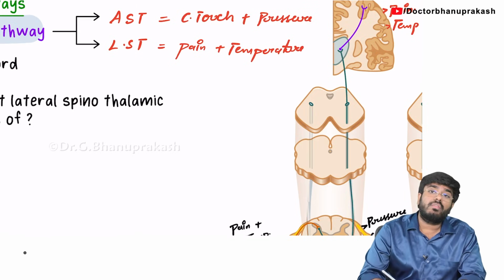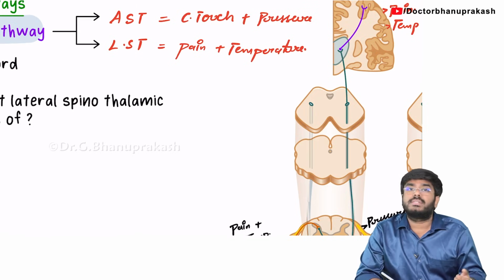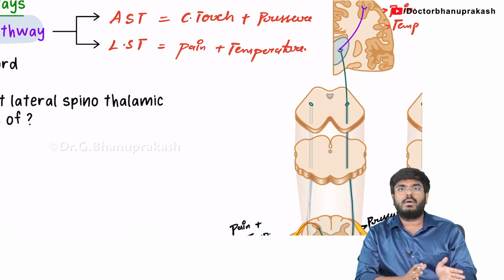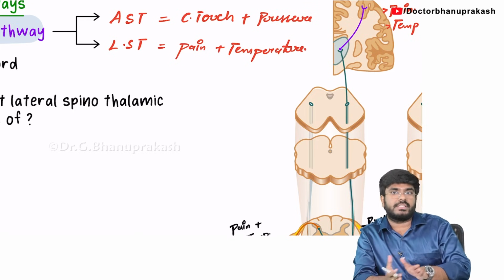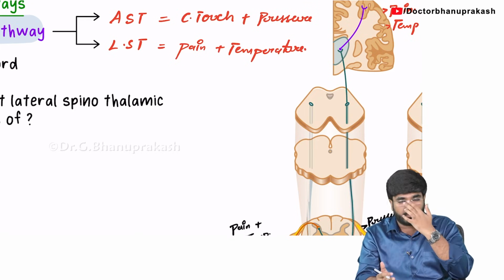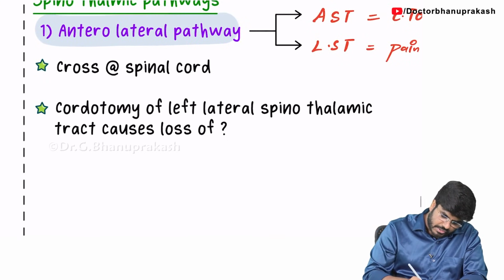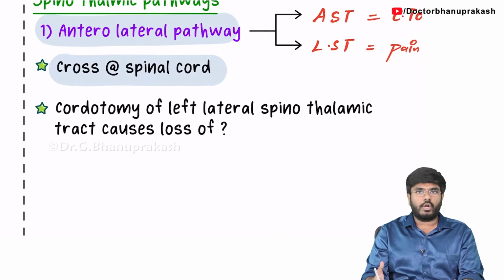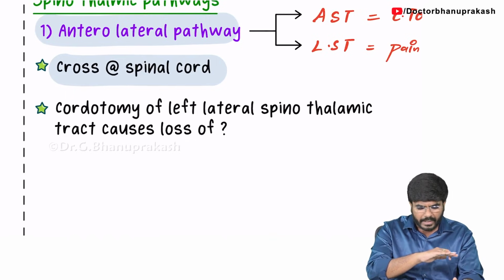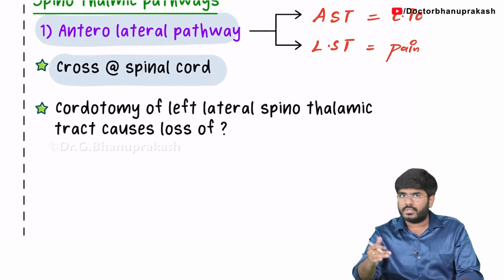From the same side of the body or from the opposite side of the body? From the opposite side of the body, because these primitive sensations cross to the opposite side. These general sensations cross to the opposite side in the spinal cord with the help of second order neurons. Okay, fine. That is what I am showing here. The sensations cross at the level of the spinal cord itself.